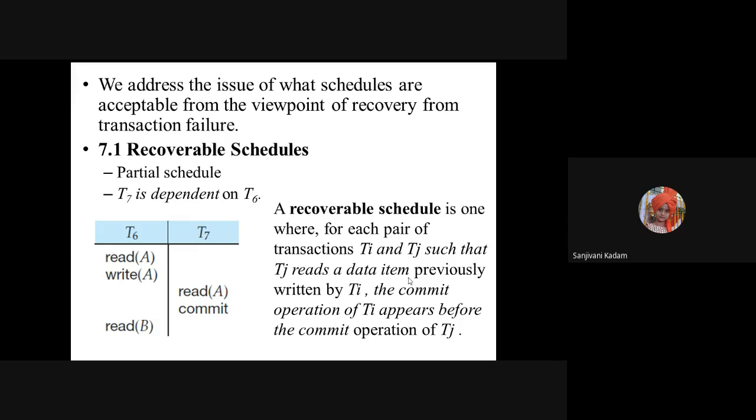Take a partial schedule where two transactions T6 and T7 are there. Here T6 is reading A and writing the value of A, and then T7 only reads the value of data item A and commits. Later, T6 reads the value of B, and because of some reason T6 gets aborted. So now, do you think that we can recover this schedule? Here we cannot undo the effect of T7 because the transaction is already committed, and committed transactions are complete transactions, and hence we cannot go for recovery. T7 has read the wrong value and already committed.